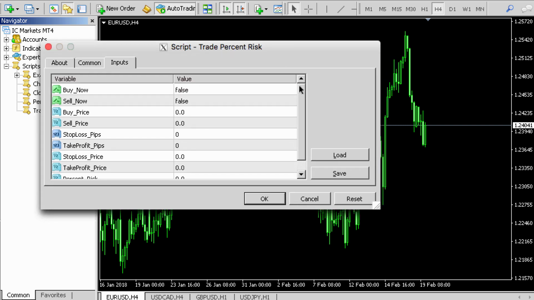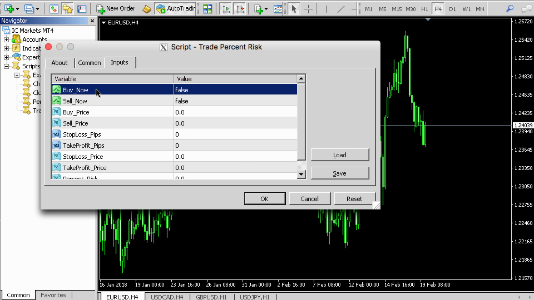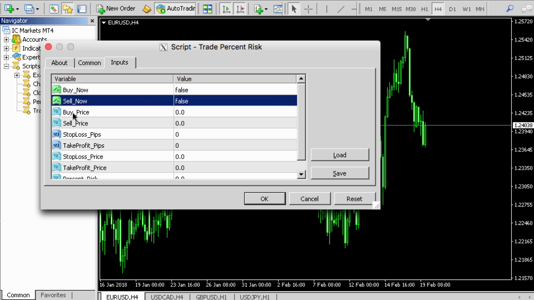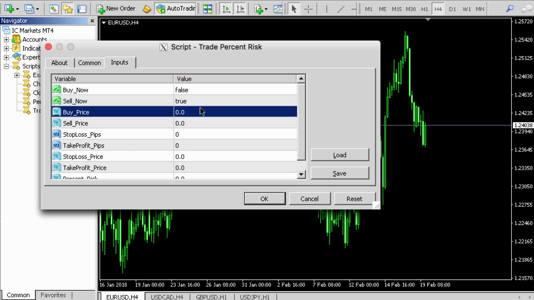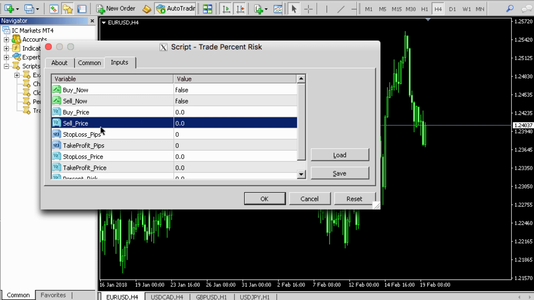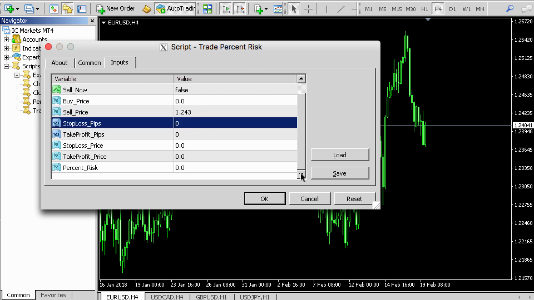The first thing you need to decide is whether you want to take a market order or a pending order. If you want to take a market buy order, you change this field to true. If you wish to take a market sell order, you change this here to true. On the other hand, if you wish to place a pending buy trade, you will fill in the price level here. And if you wish to take a pending sell order, you will fill in the price level here. As an example, let's place a pending sell order at 1.2430.